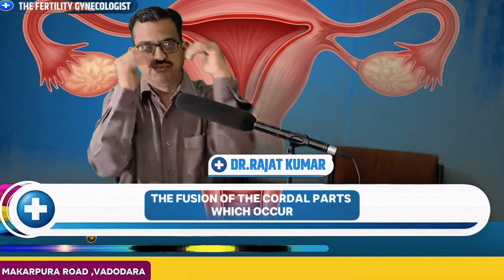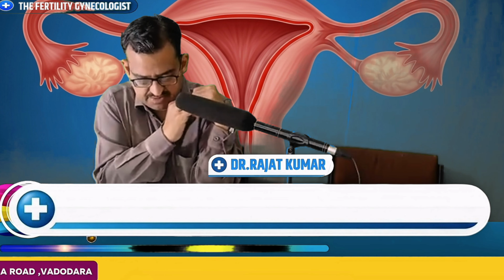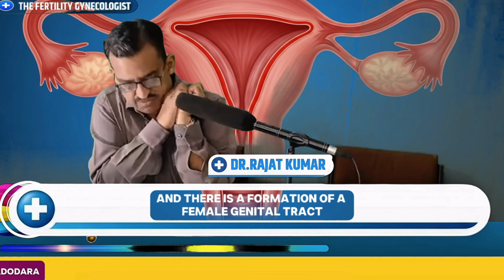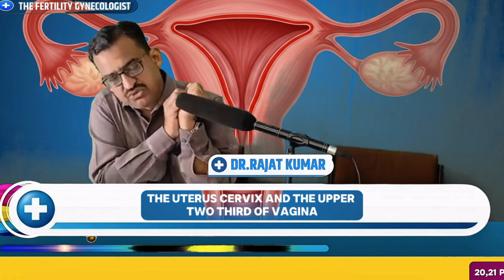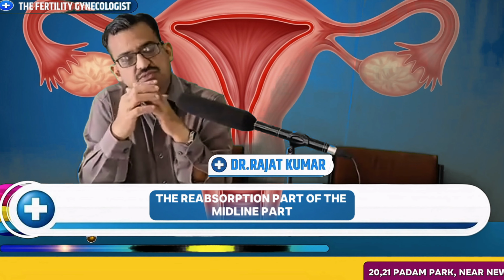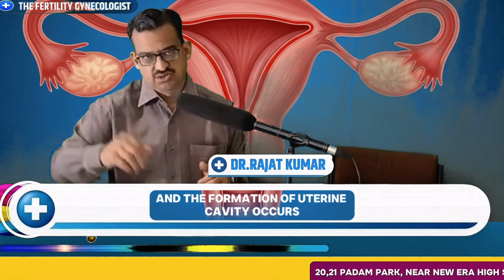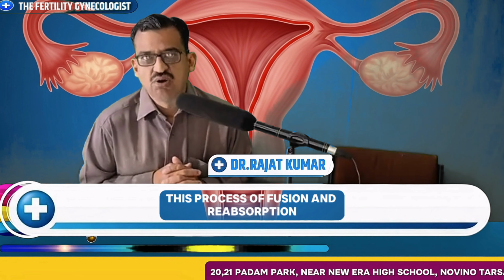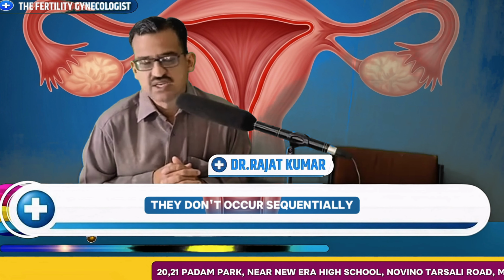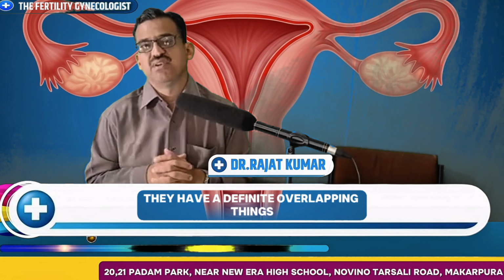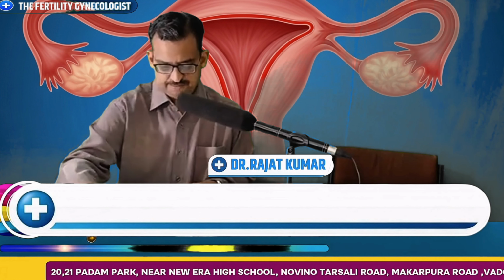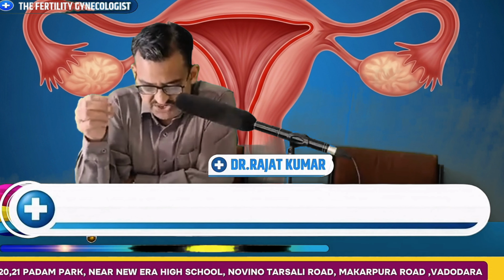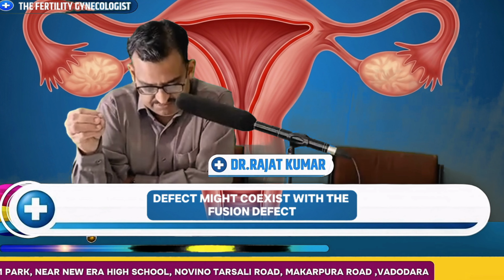Between the 7th and 9th week, the fusion of the caudal parts occurs, and there is formation of the female genital tract: the uterus, cervix, and the upper 2/3 of the vagina. And between the 9th and 20th week, the reabsorption of the midline part and the formation of the uterine cavity occurs. This process of fusion and reabsorption does not occur sequentially. They definitely overlap. The absorption defect might coexist with the fusion defect.